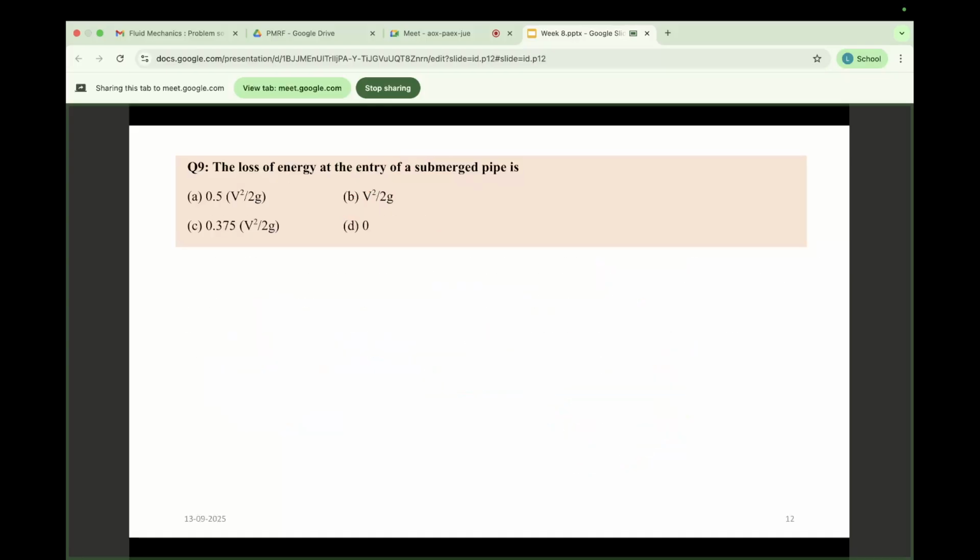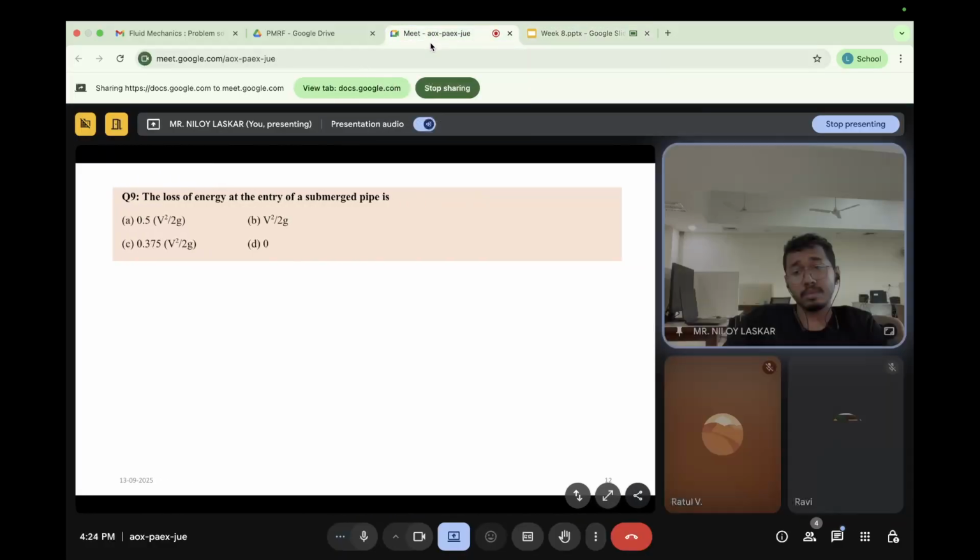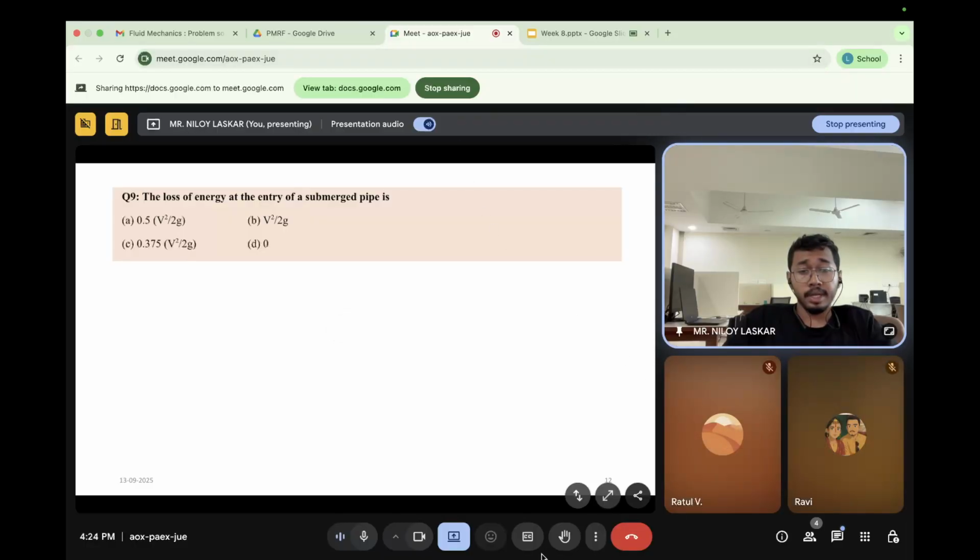So that is v square by 2g. Now I am moving to the next one. Here it says, the loss of energy at the entry of the submerged pipe is... If it is the entry of the submerged pipe, then what will happen? Again, I am giving you 2 minutes time. No, 2 minutes, just 1 minute.